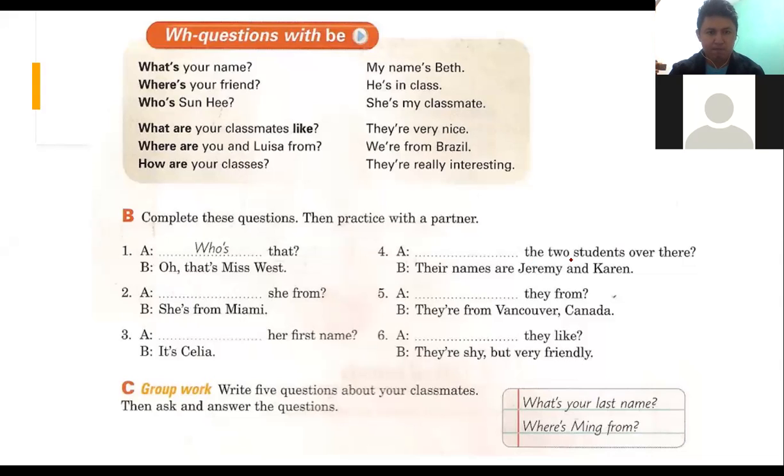Where is she from? She's from Miami. Okay, number three. What is her first name? You got it. It's Celia. Well, let's go back to the main session so we can complete number 4, 5, and 6.